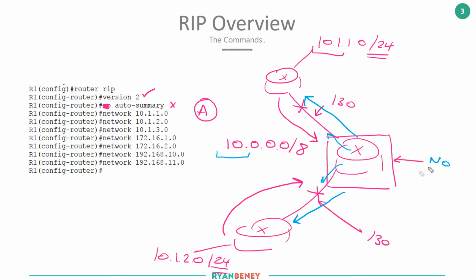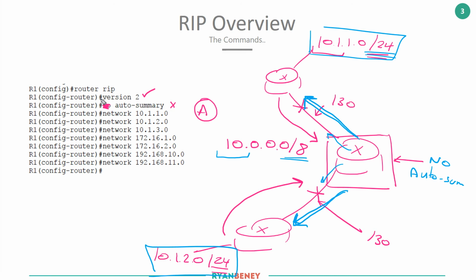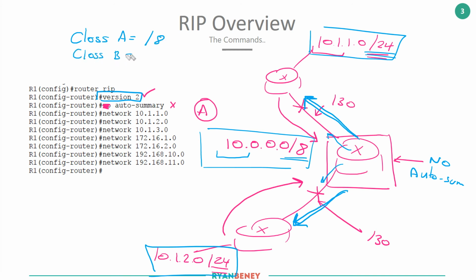So in order to fix this, we would type no auto-summary to stop it from summarizing from a /24 to a /8, and in turn it will then know that the correct /24 network is reachable only out of this interface, and the same is true with the /24 down the bottom. So even though version 2 is enabled, and even though the subnet mask is sent in the updates, auto-summary will still try to summarize it down to the classful boundary. If it's anything in class A, it will try to summarize it to a /8. If it's in class B, it will try to summarize it to a /16 and so forth.